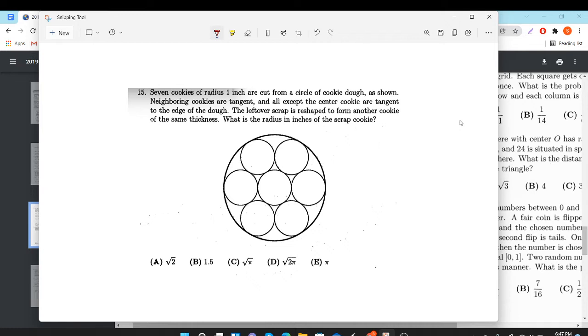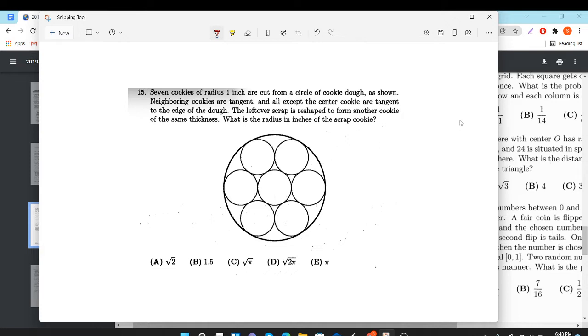So let's get started. This one comes from the 2016 AMC 10A, problem 15. The problem states that 7 cookies of radius 1 inch are cut from a circle of cookie dough as shown. Neighboring cookies are tangent, and all except the center cookie are tangent to the edge of the dough. So basically, all of these cookies touch, or they're tangent, and the center cookie is not tangent to the outer circle, and all of these smaller circles are internally tangent to the larger circle.